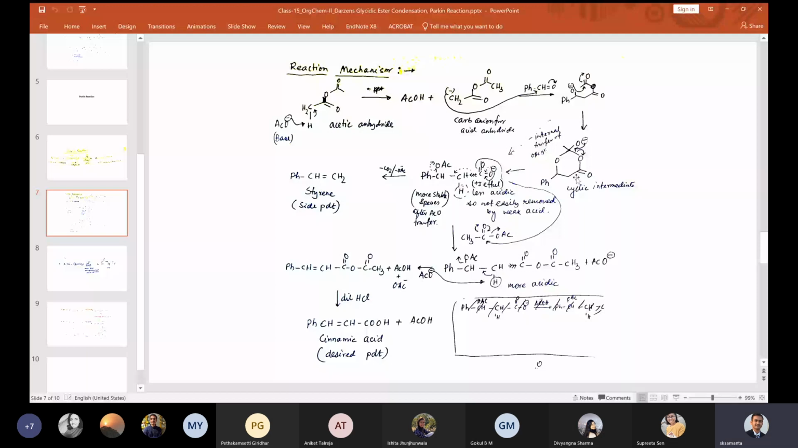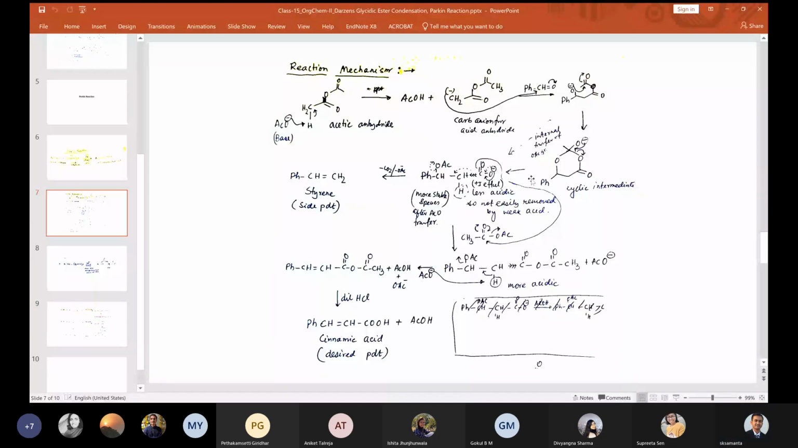Then this O negative attacks here so that you get this O negative. When it comes back, this bond can now break. If this bond breaks, what do you get? PhCH(OAc), that is OAc, PhCHOAc. And then here CH2COO minus. Just look at it a little bit carefully and you will understand it. I'll come back to it again. Let me finish it.